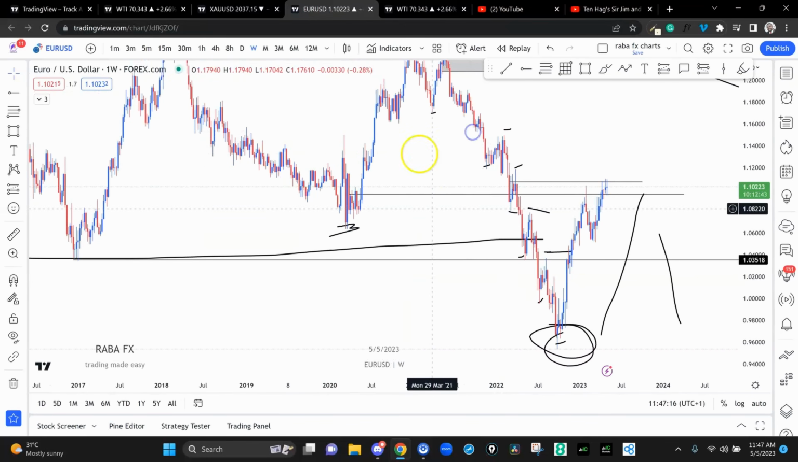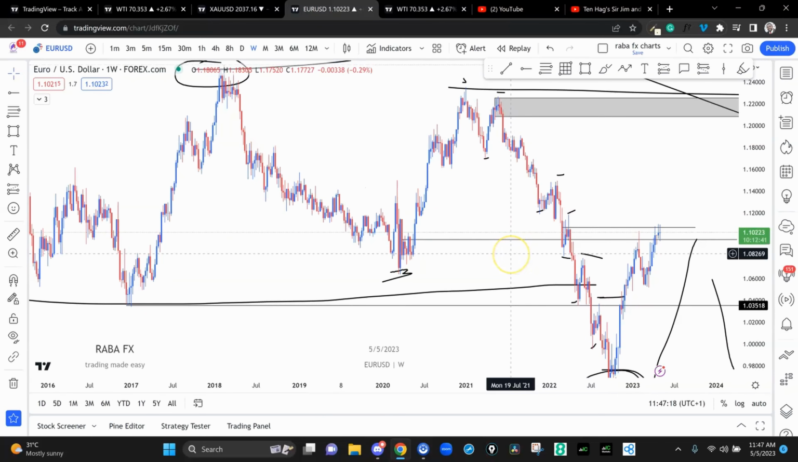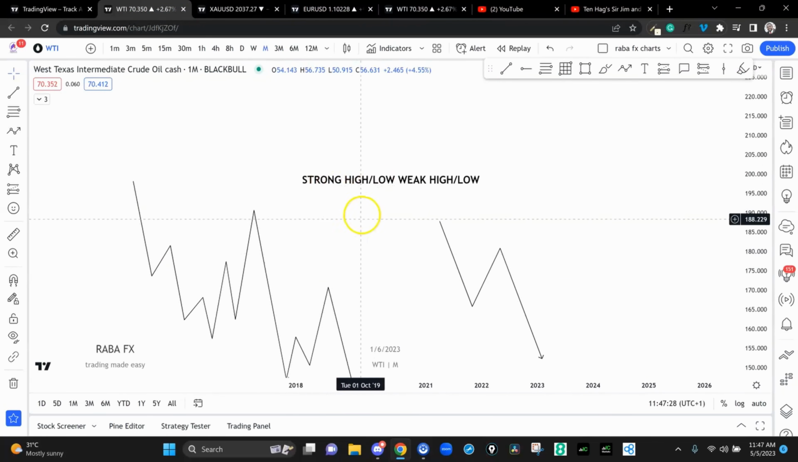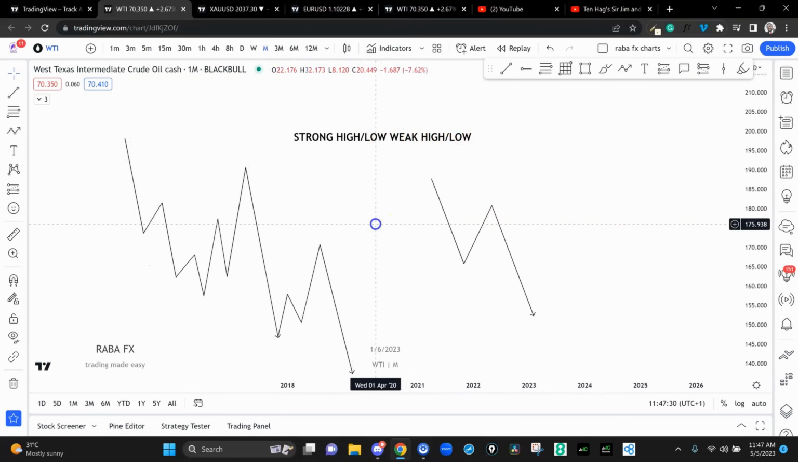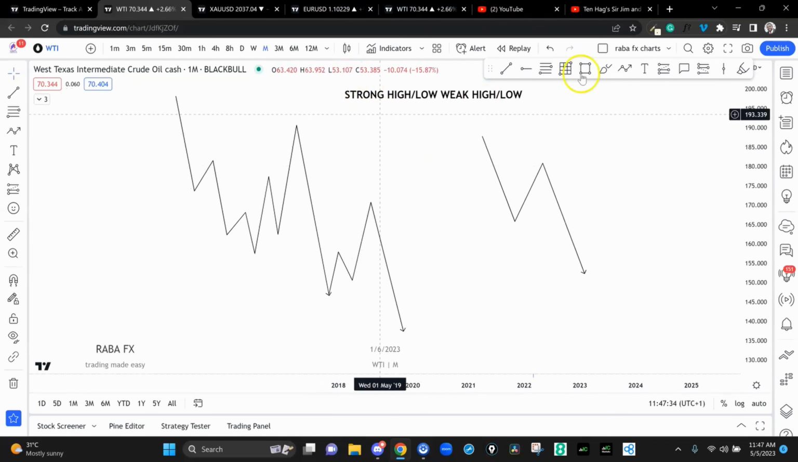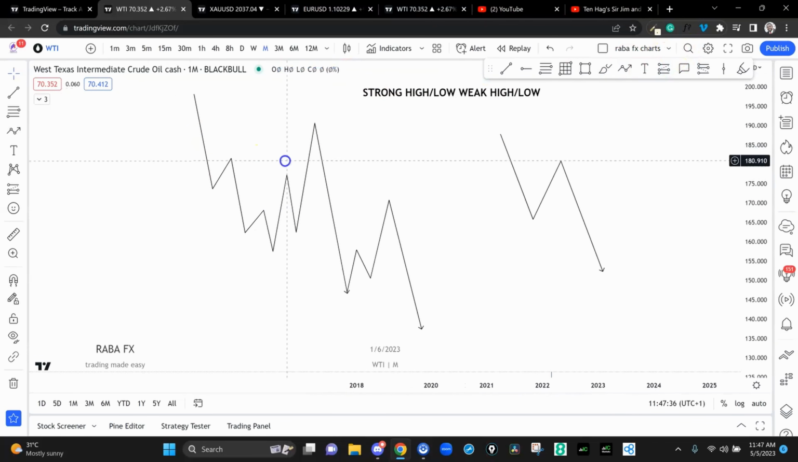So how do you read market structure both on the major level and on the minor level? That is what I want to show you in this video, which is strong high, strong low, and weak high and low. Now let's explain what this is. By strong high, we simply mean a high that took liquidity.